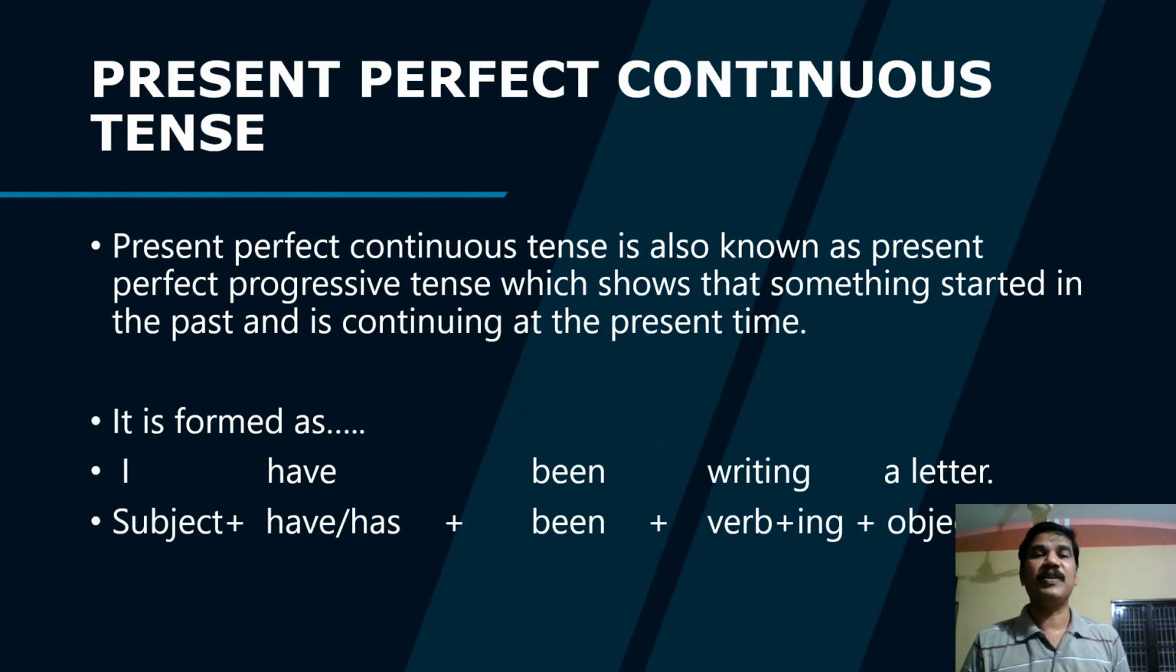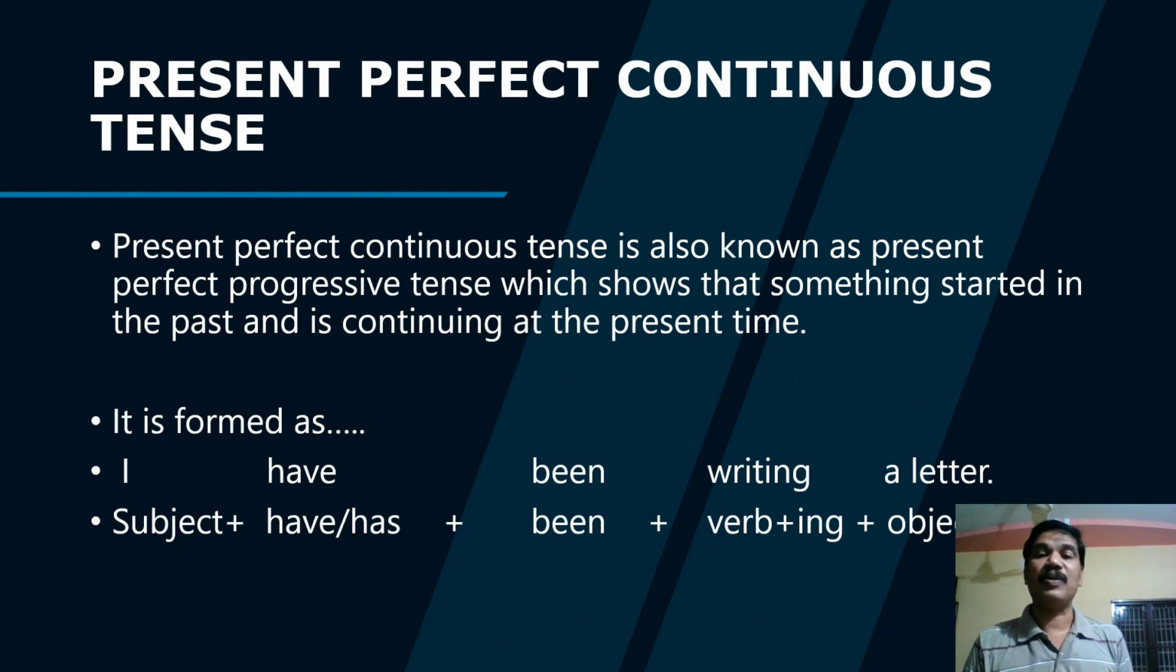Present perfect continuous tense is also known as present perfect progressive tense, which shows that something started in the past and is continuing at the present time and may continue in future. So this tense combines three tenses: present, past, and future. Let's learn how this tense connects these three tenses in the English language.